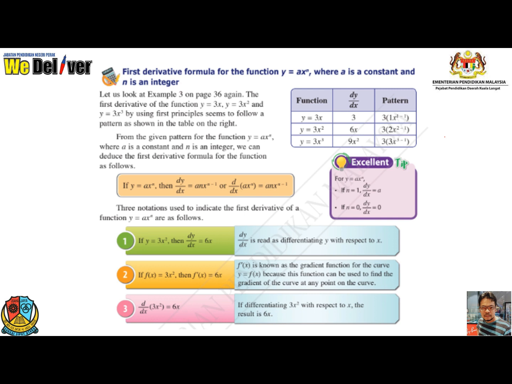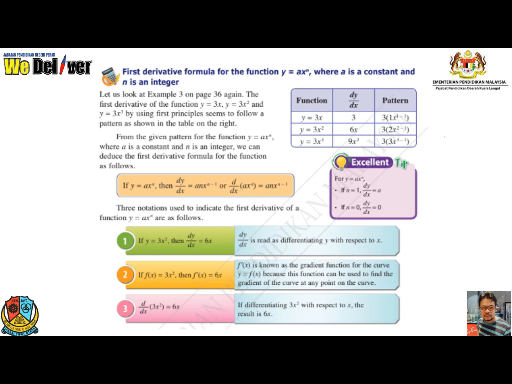Hello everybody, in this video I will show you how to find the first derivative for the algebraic function y equals ax to the power of n. You can refer to the Additional Mathematics Form 5 textbook on pages 38 to 40. Here I am going to derive the formula of differentiation for the function y equals ax to the power of n, where a is a constant and n is an integer.